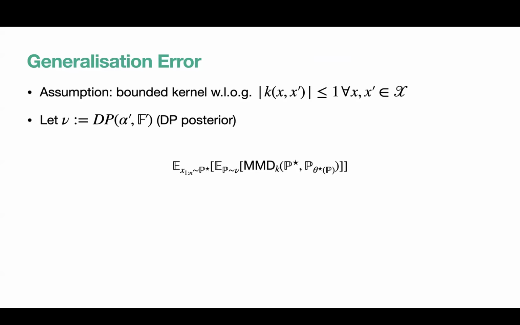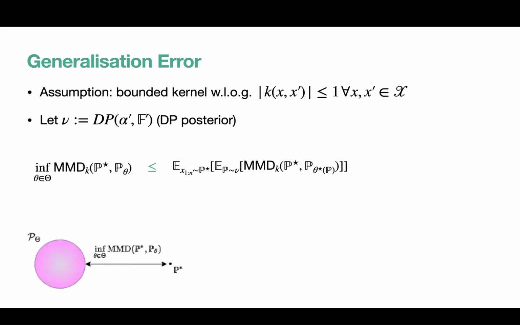Before I move on to the next application, I just want to quickly show you what kind of robustness I'm talking about. This is a different notion than what Matias talked about. Here we looked at the generalization error of these posteriors based on the MMD. Under a bounded kernel, we look at this expected MMD between the truth, the data generating process, and the estimated model, under expectation both over a finite sample and over the DP posterior.